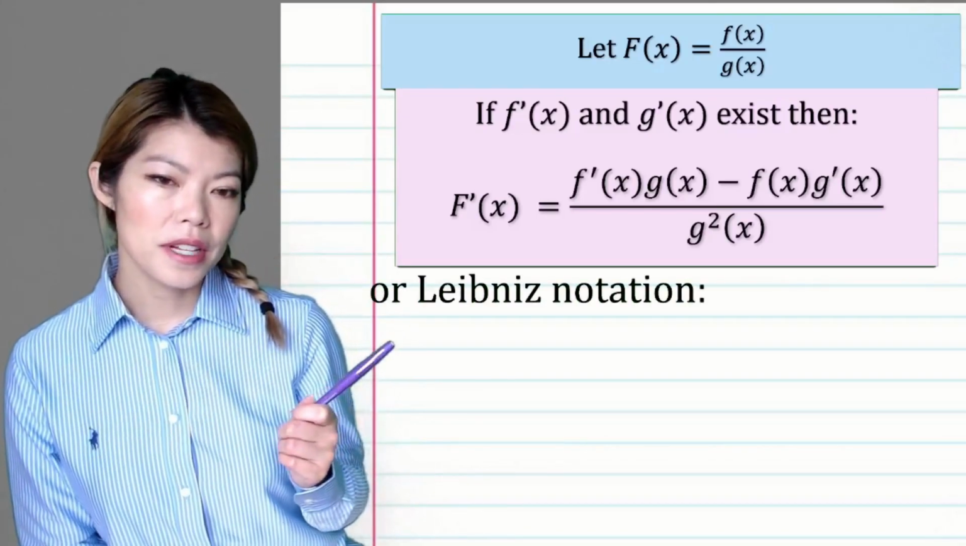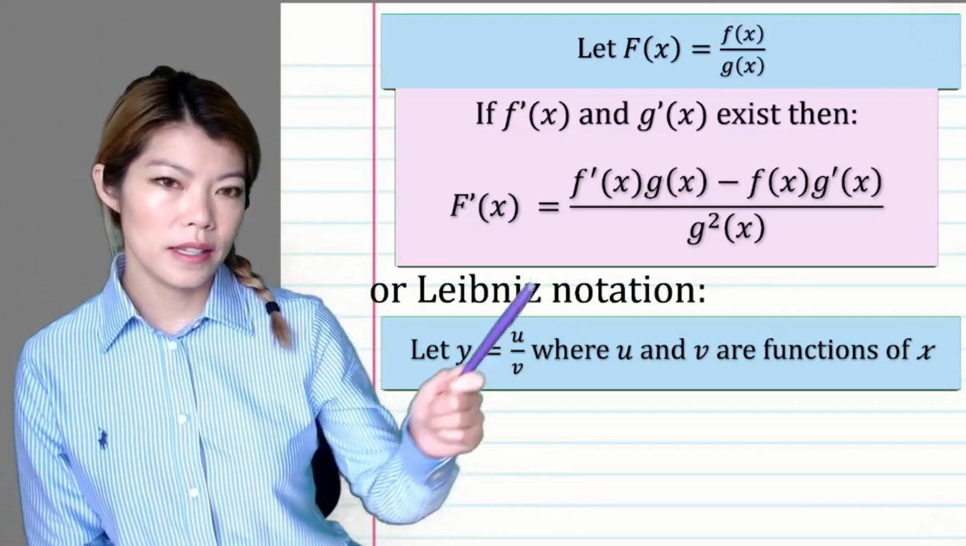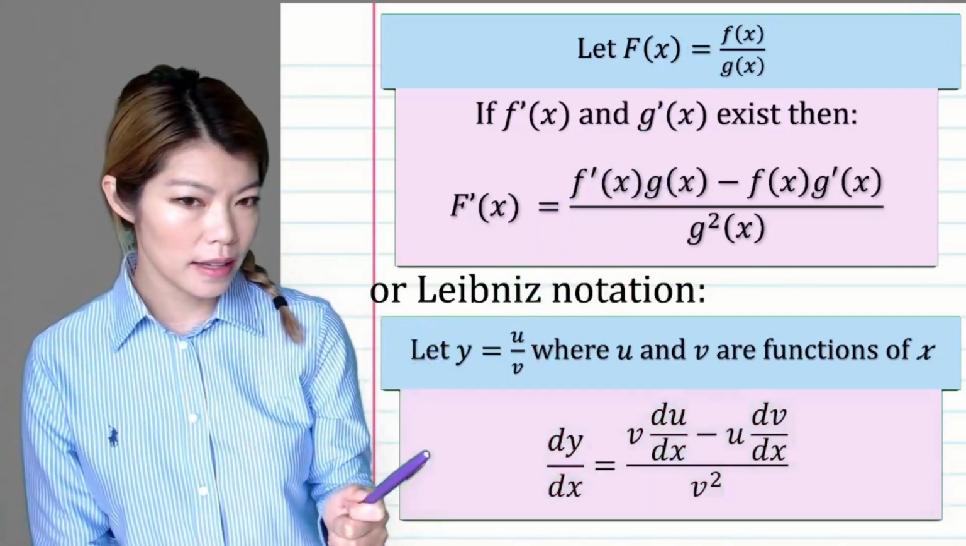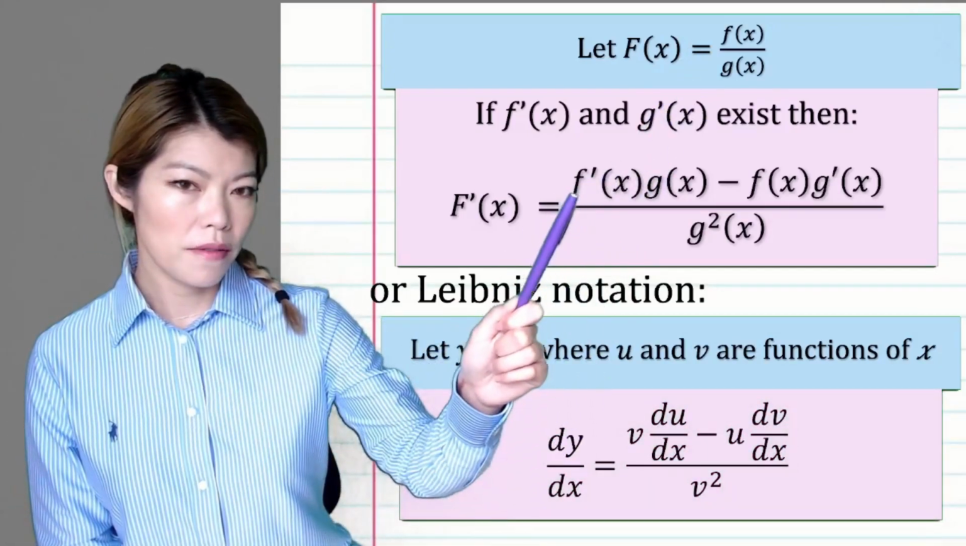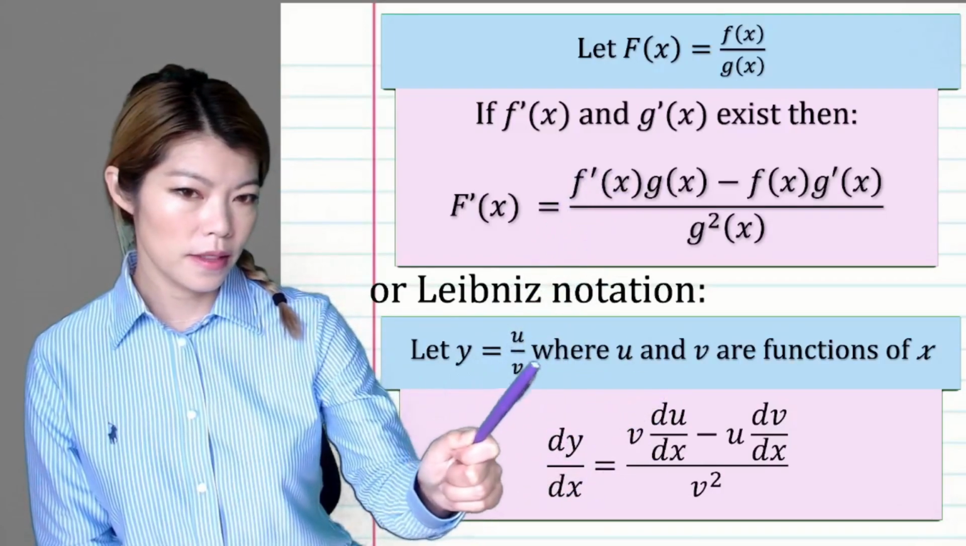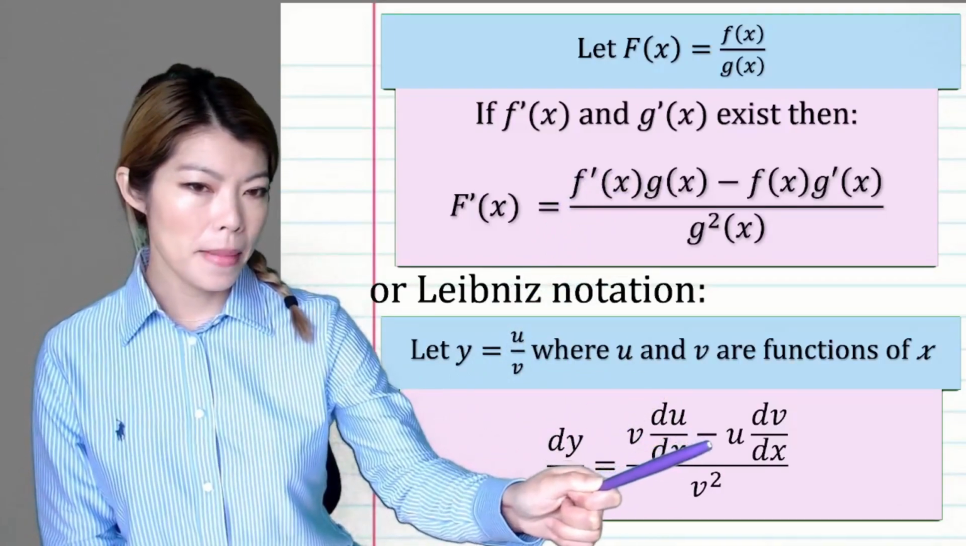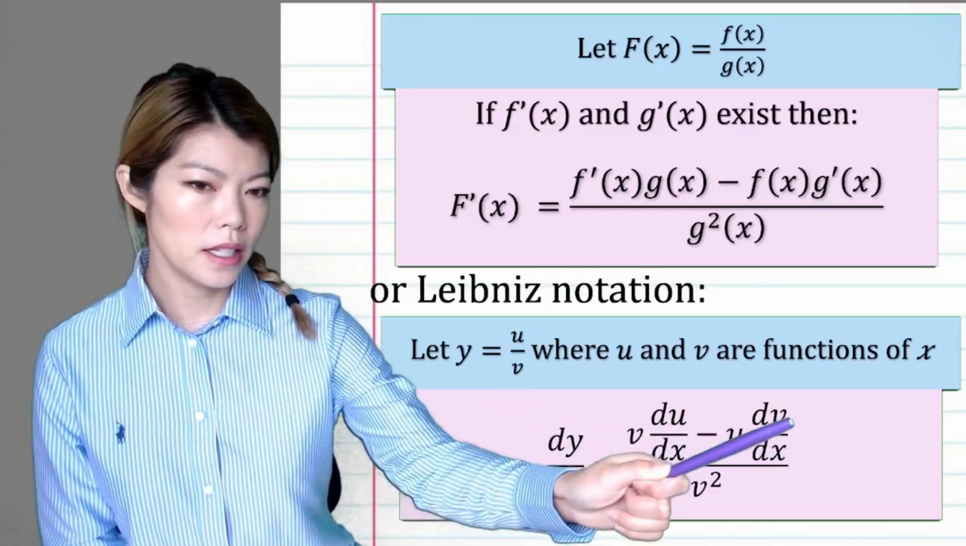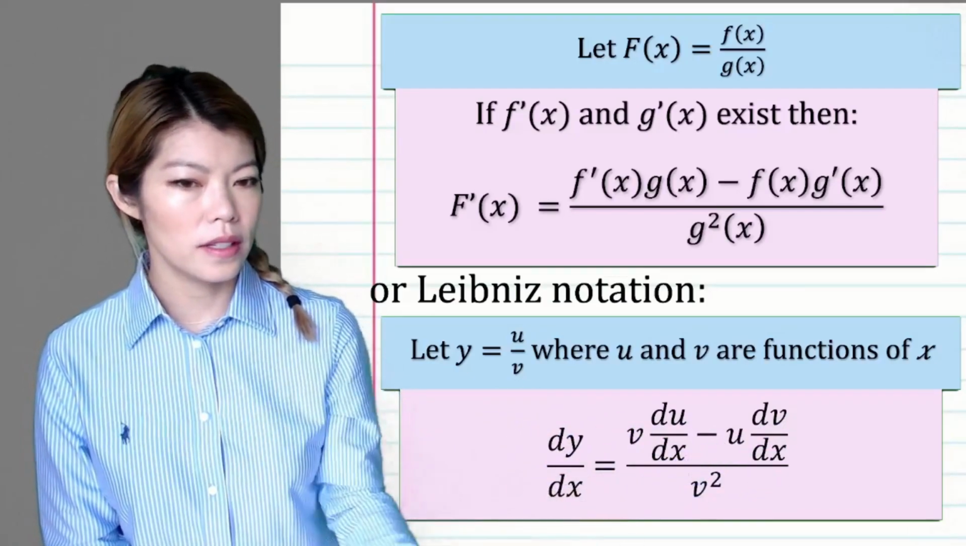Don't forget there's the other notation as well, where we can write u and v instead of f of x and g of x. So dy/dx is equal to, so derive the numerator du/dx times the denominator minus derive the denominator dv/dx times the numerator over the denominator squared.